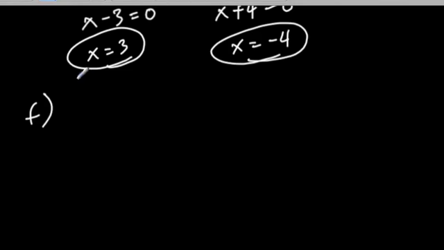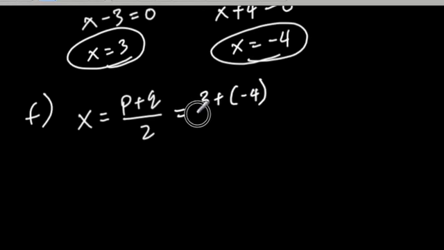F says find the coordinates for the vertex. So x equals (p plus q) over 2. Remember, p and q are the x-intercepts, so 3 and -4 respectively. So it's 3 plus -4 divided by 2, which is -1 divided by 2, which is -0.5.